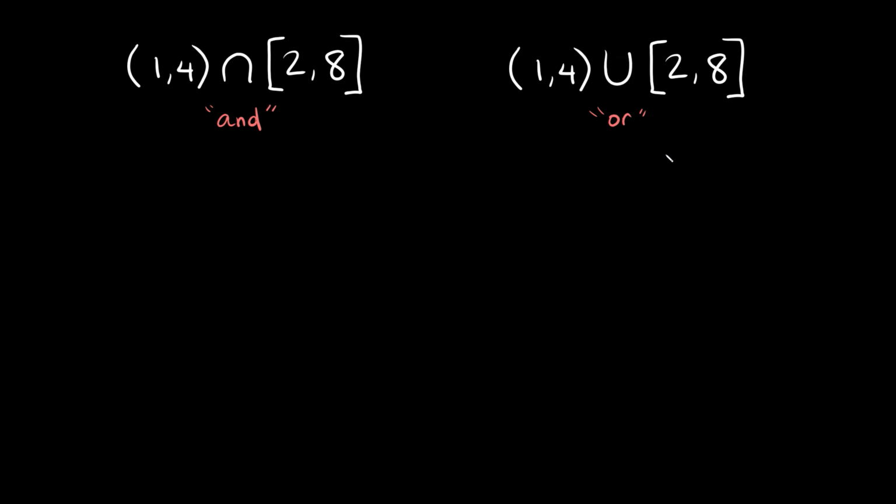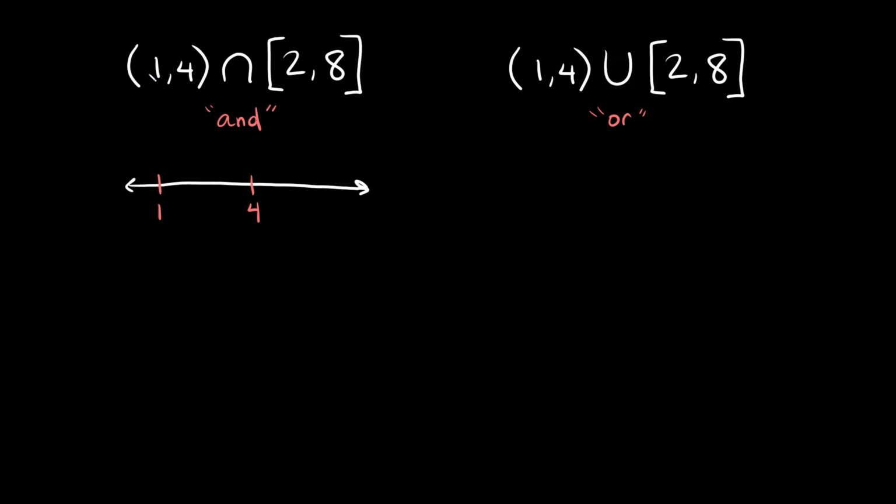So let's start with this first problem on the left. Here, again, we want to find the intersection of these two intervals: from 1 to 4, which is in parentheses, and from 2 to 8, which is in brackets. The first thing we want to do is simply graph both of these intervals on a number line. So first, let's graph 1, 4. We're going to have a number line right here, and it goes from 1 to 4. So those are our limits.